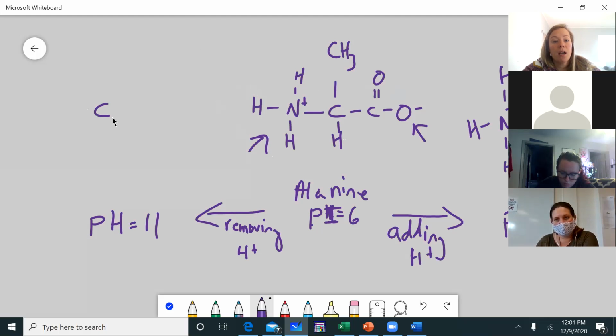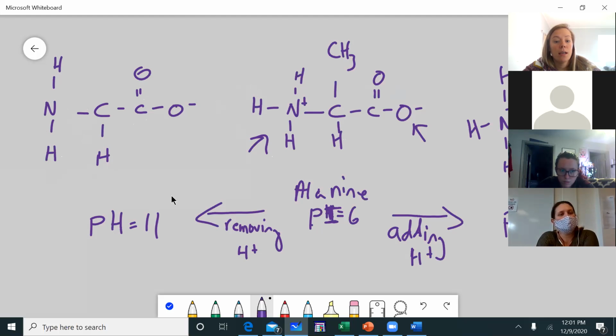So now I've got my carbon. It's bonded to another carbon that's double bonded to an oxygen that's bonded to an oxygen that has a negative. The alpha carbon has a hydrogen down here. And now it's bonded to this N that has an H and an H, and it's down an H. So it's lost this H, removing the H.